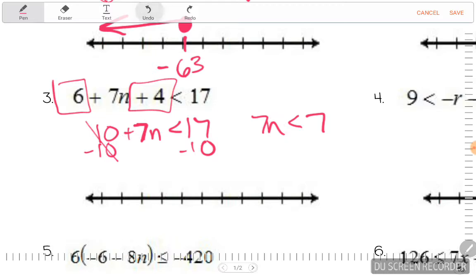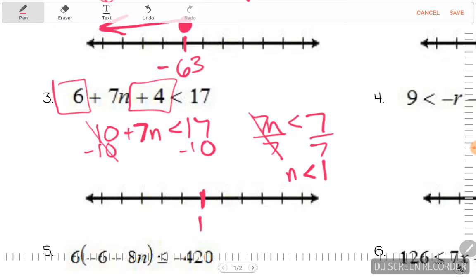Again, looking to get n by itself, the 7's in the way. Between them is multiplication when they're right up next to each other. So to undo that, I just divide both sides by 7. These cancel and become 1, so I get n is less than 7 over 7, which is also 1. So I get n is less than 1.